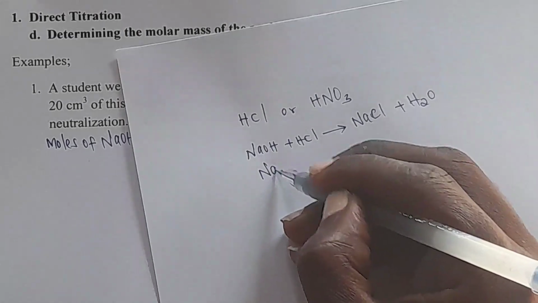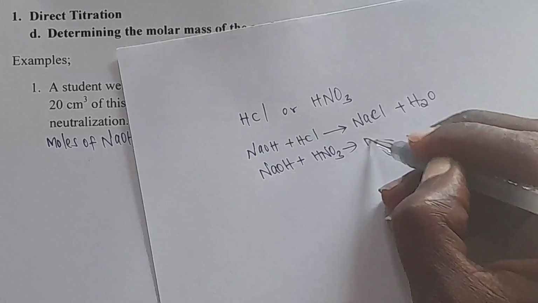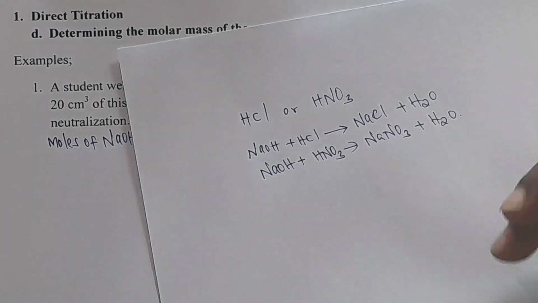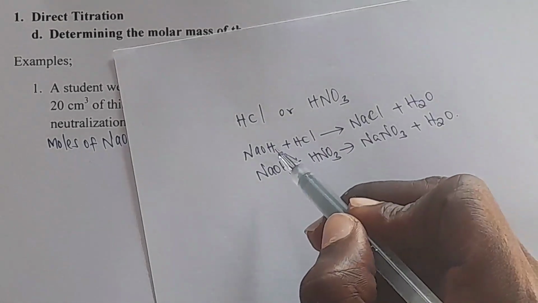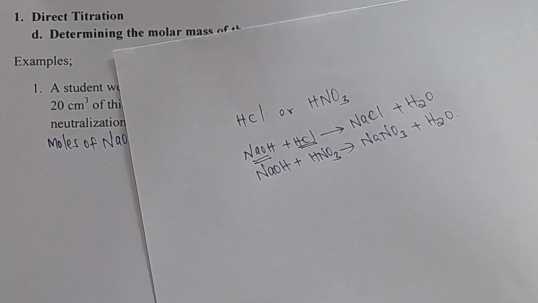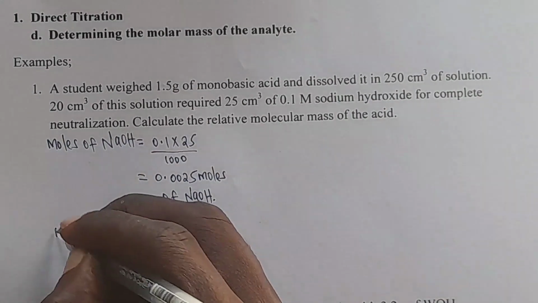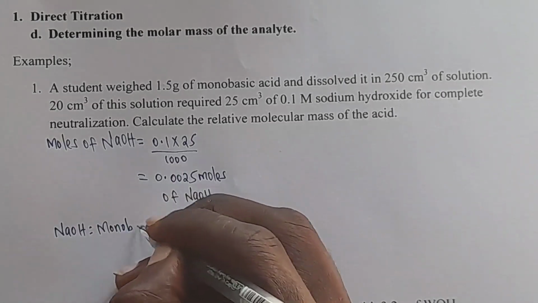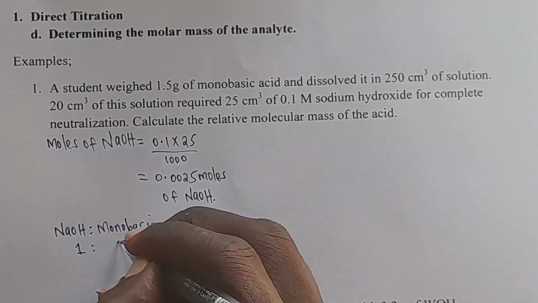Even if you take sodium hydroxide and react it with dilute nitric acid, we get sodium nitrate and water, and the reaction is also self-balanced. That tells us the mole ratio between sodium hydroxide and monobasic acid is 1:1. So we say sodium hydroxide to monobasic acid will be 1:1.